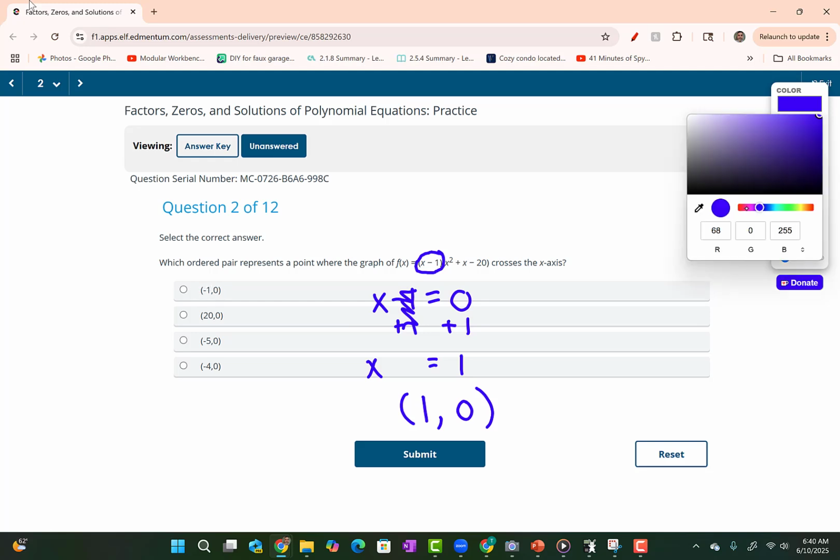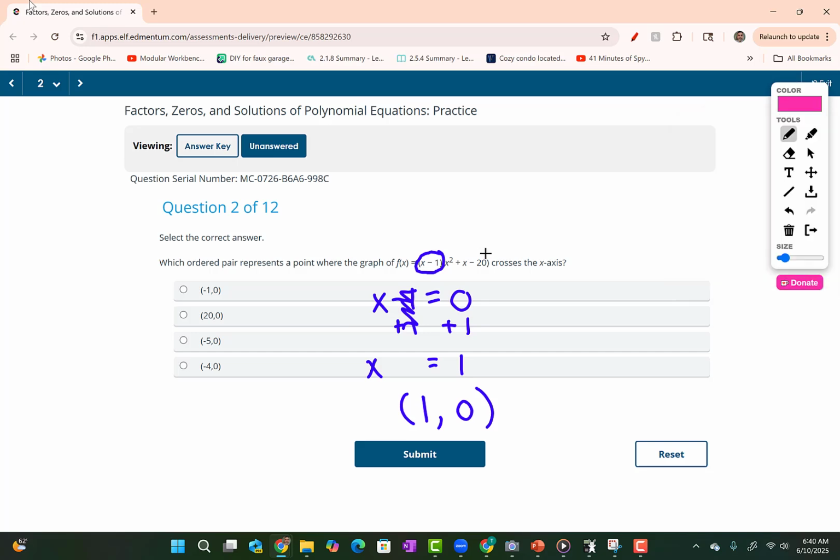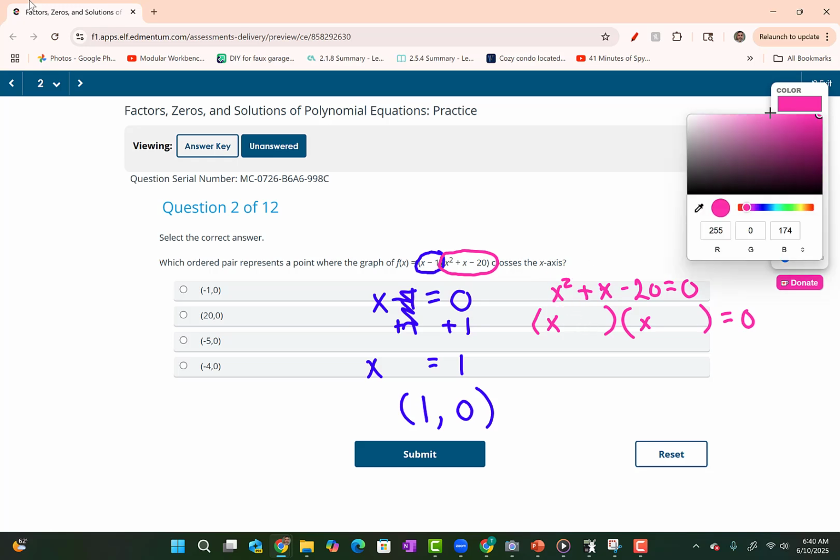So that means the answer must be coming from this other factor, x squared plus x minus 20. So this one needs to be factored. This is a quadratic, so this one's not as straightforward to solve for x, so we're going to factor this. We know the first two terms have to be an x and x because x times x gives us that x squared. The last two terms have to multiply together to give us negative 20 and add together to give us positive 1.